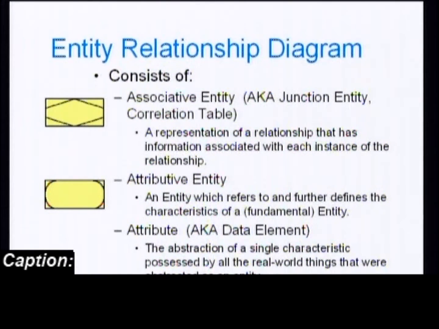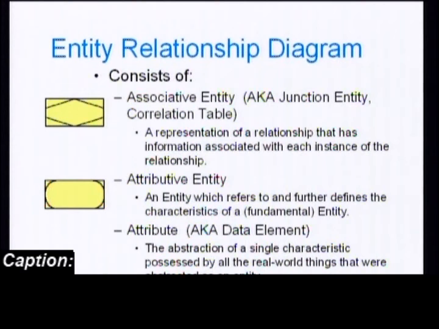The next component on an entity relationship diagram is the associative entity, also known as the junction entity, or a correlation table. This represents a relationship that has information associated with each instance of the relationship. So an example of that would be an employee equipment list that would relate employees to items of equipment. The next type of entity is an attributive entity. An entity of this kind refers to and further defines the characteristics of a fundamental entity. An example of that would be an invoice line item, or anyway, a table that would contain such things, because they further define the header of the invoice.